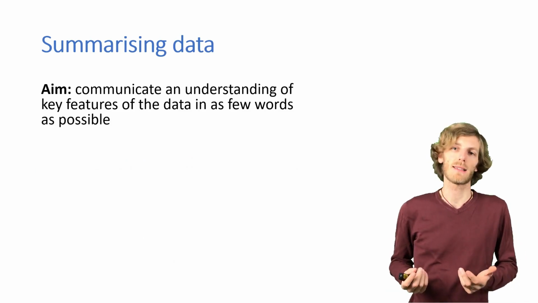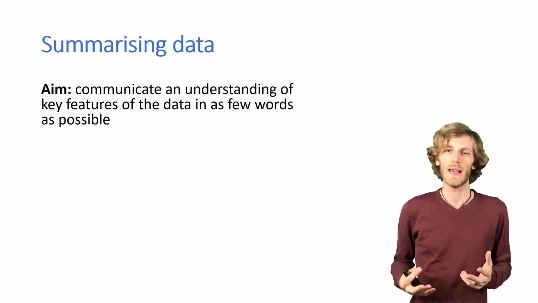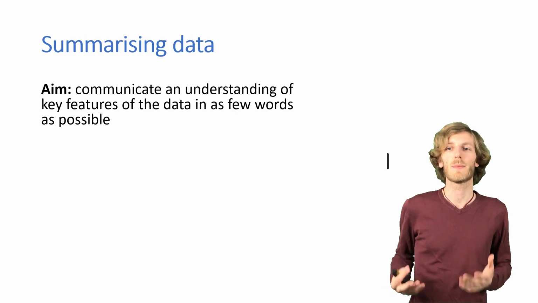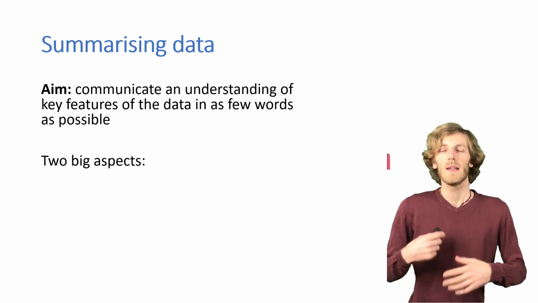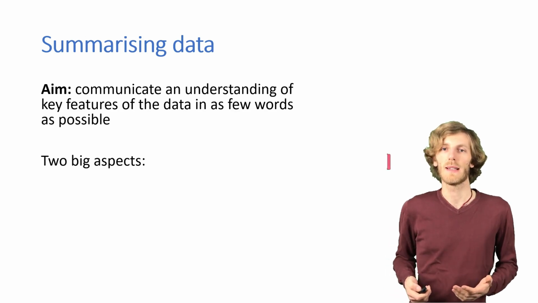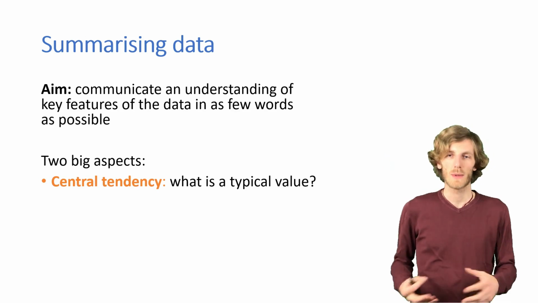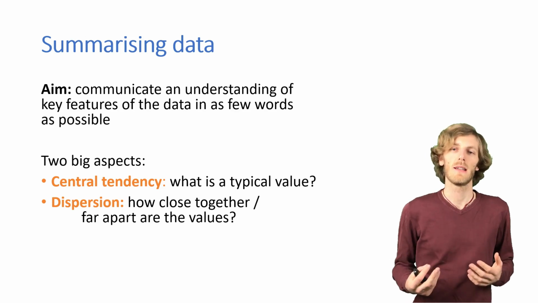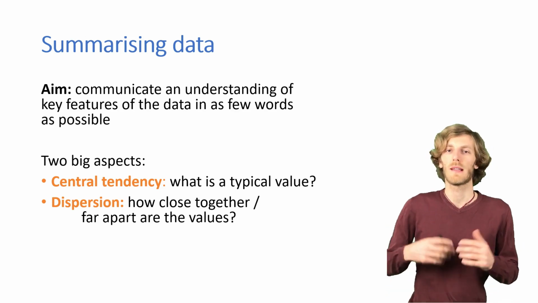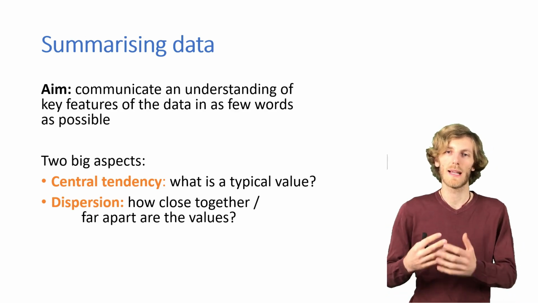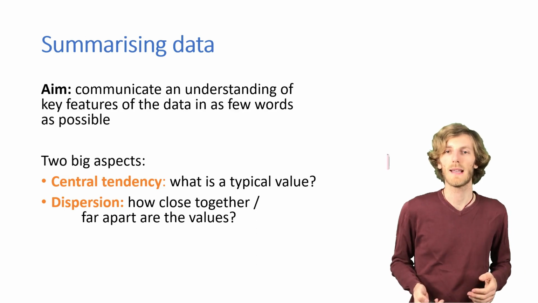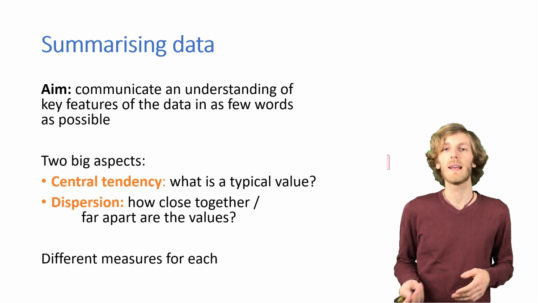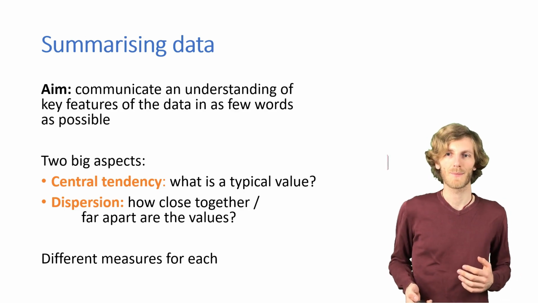So the point there is to really try to convey important information about the data in as few words and numbers as possible. There might be two aspects to convey. One is the central tendency, so what's a typical value in the data, and the other is the dispersion. How far, how close are the values to that central tendency? There are different measures for both dispersion and the central tendency. We'll talk about them in turn.